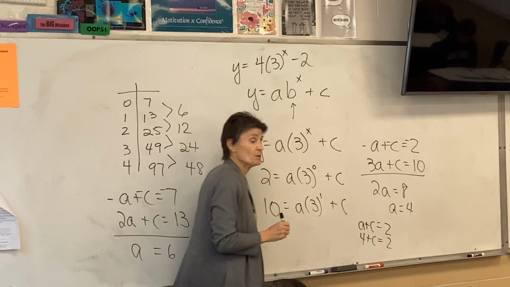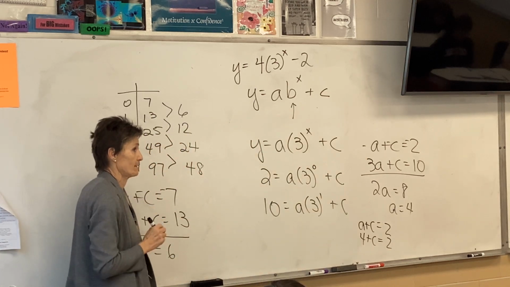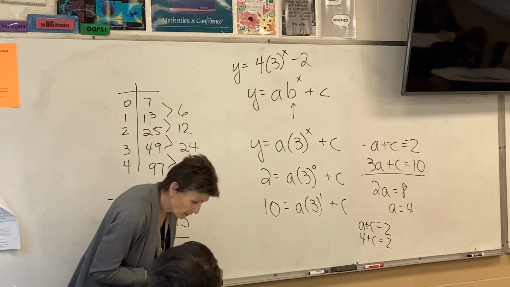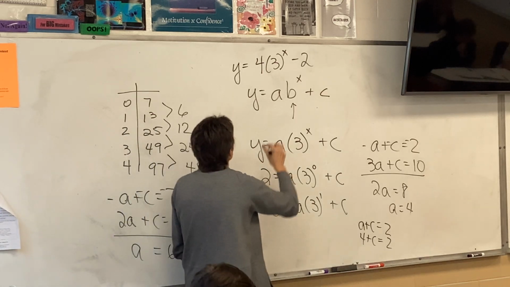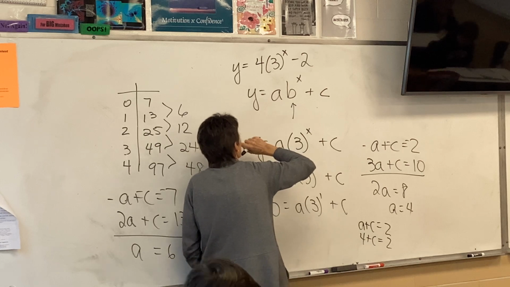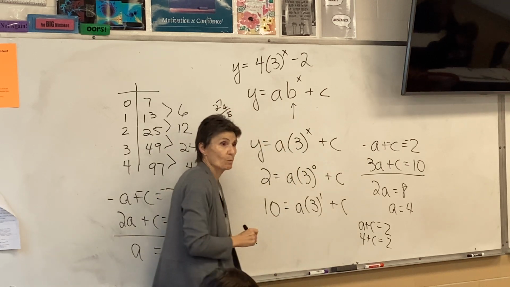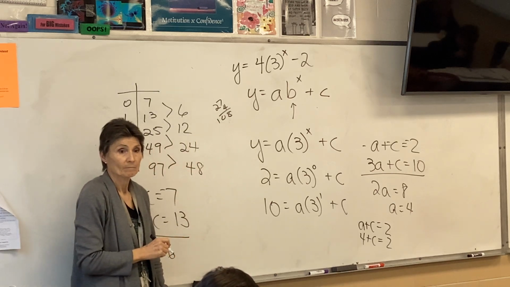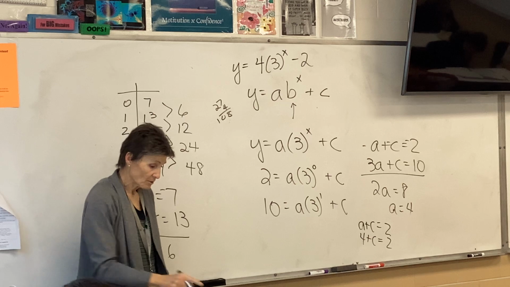And then what am I always preaching at you to do? Test a point. Make sure your model is right. So if I put in 3, I'm supposed to get 106. So let's put in 3 and see what we get. 27 times 4 is 108 minus 2 is 106. Okay? You and your teammate do that last one.